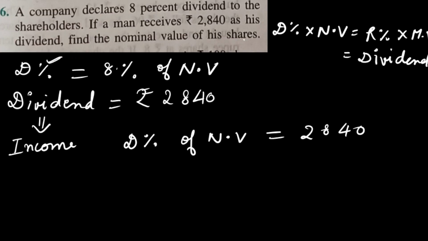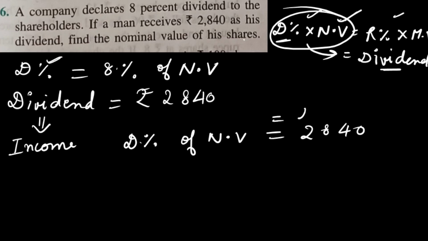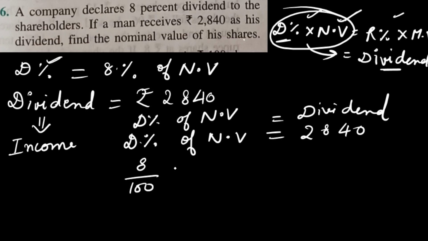Now from these two things, this one is given to us, right? Because we have to find nominal value, dividend percent is given and dividend is given. So we are using this: dividend percent of nominal value is equal to dividend. With the help of this, we will find nominal value. So the dividend percent is 8%, means 8 upon 100 into nominal value, I am writing as NV, is equal to 2840.